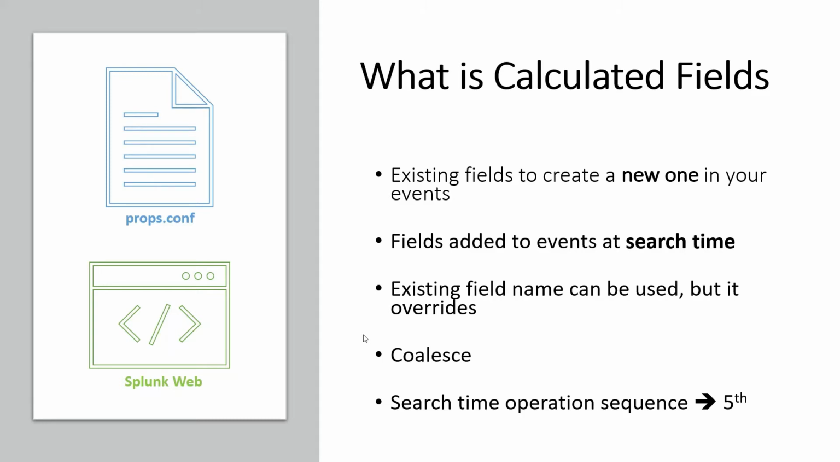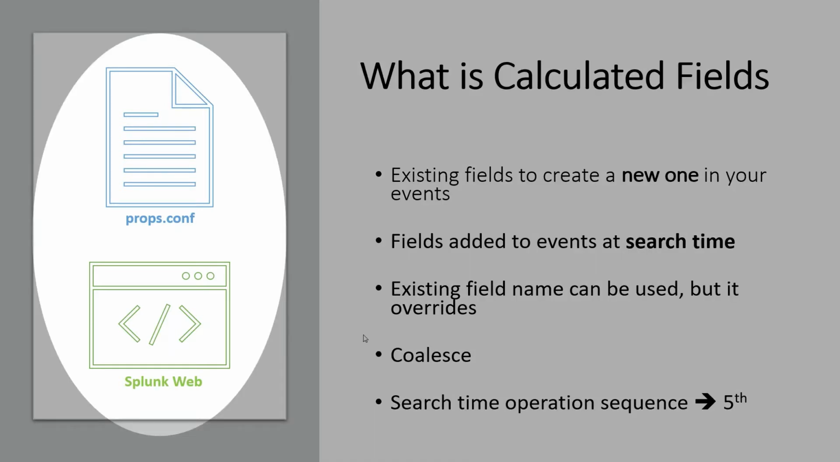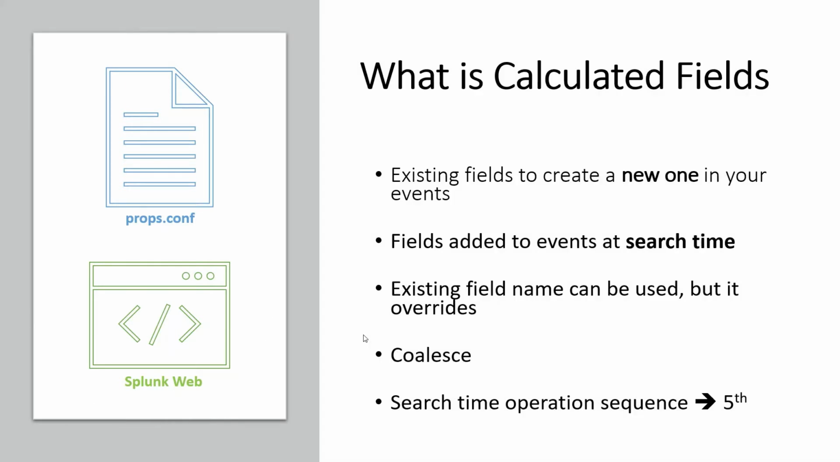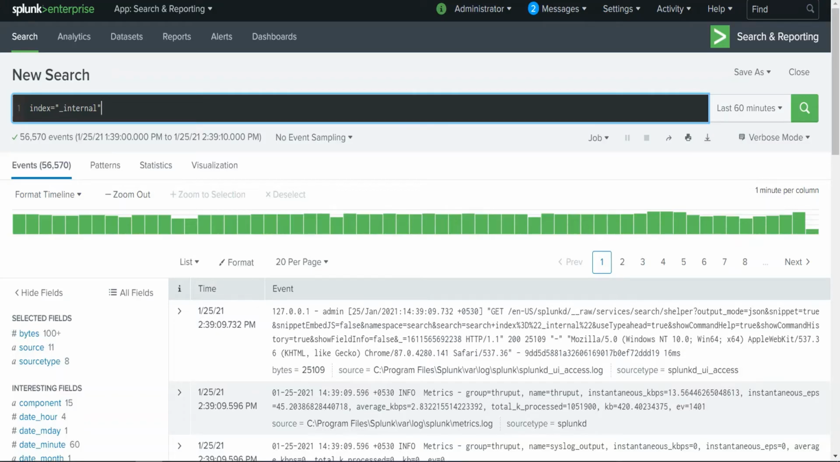There are two ways to create calculated fields in Splunk. Either we can create them from the Splunk web UI, or from the props.conf configuration file. In the next video we'll see how to create these calculated fields using these two options. In this video, let's see the demo of how we can create calculated fields by writing an eval expression in your search.